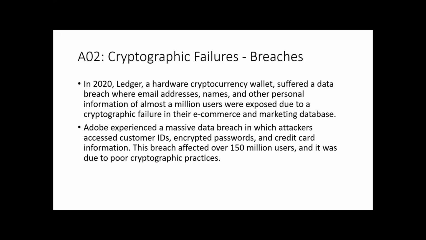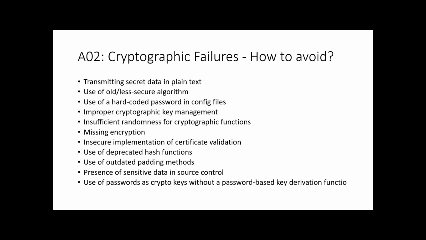One of those companies is Ledger. Ledger is a cryptocurrency wallet, and the data related to their users was compromised and was not properly encrypted, and it had email addresses, names, and other personal information. Similarly, Adobe had a massive data breach where hackers breached the data of over 150 million users, and those records were not properly encrypted. That's why they could access that data.